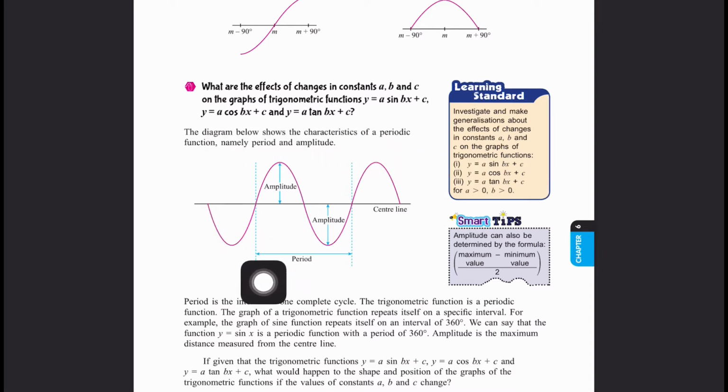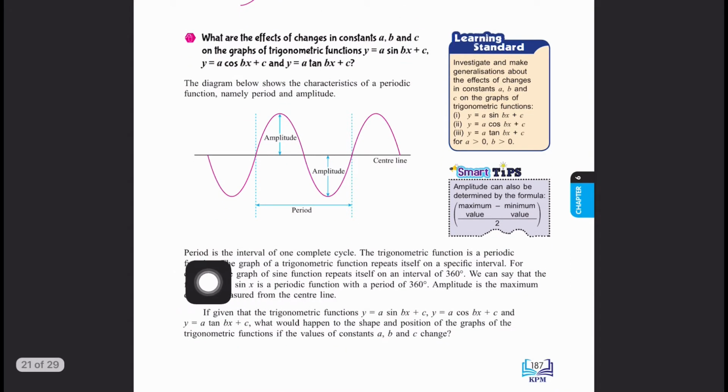Okay, so look over here. If you want to kira the tinggi, the height of this graph, we call it as amplitude. Ketinggian graph itu kita panggil sebagai amplitude. Okay, boleh? Dia punya cycle ini, sekali pusing ini kita boleh panggil sebagai period, tempoh dia. Look over here. Period is the interval of one complete cycle.